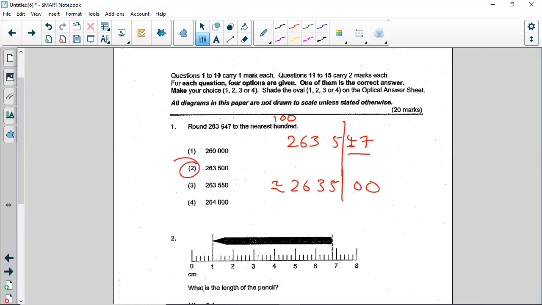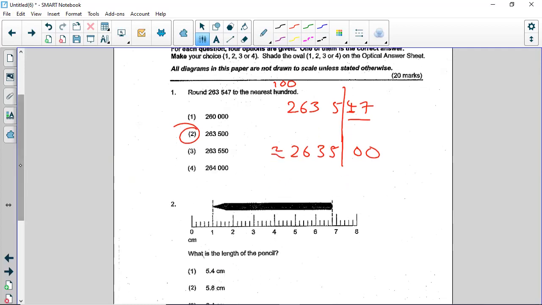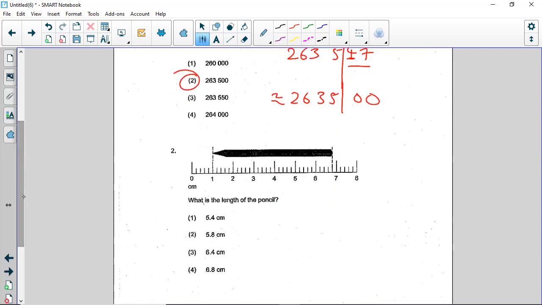By now you must know how to round off to the nearest tens, hundreds, and thousands. Question number 2. What is the length of the pencil? You need to count the gaps. How many gaps are there? For example, 0 to 1: 1, 2, 3, 4, 5. So there are 5 gaps. So how big is 5 gaps? You take 1 minus 0. 5 gaps is 1. Then how much is 1 gap?